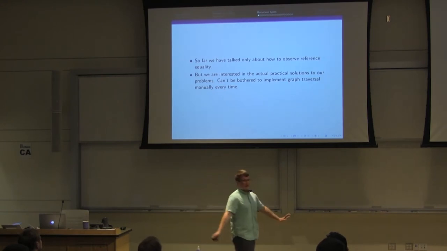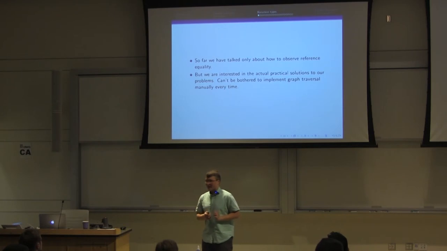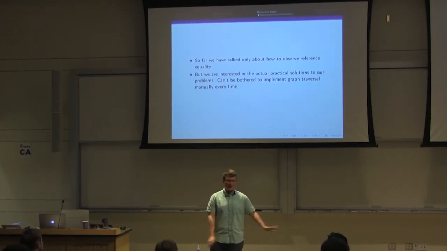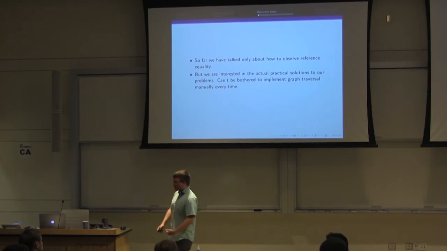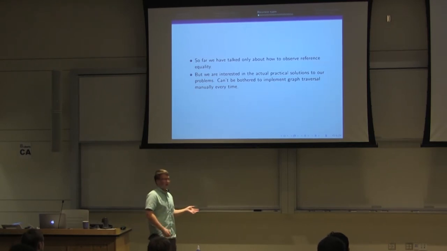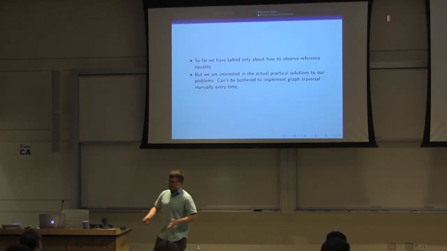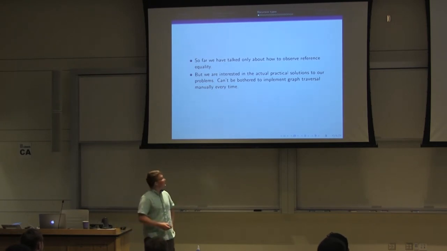Now, so far we've talked only about how to observe whether two references are the same, right? But that's only half of the entire story. Because in every particular case, sure, if you want to work with context-free grammars, you can write your own graph traversal, go through the context-free grammar, find all the references, compare them, and so on. But we would like to do that for every single data structure out there, because as programmers, we're sort of lazy and want to generalize everything.